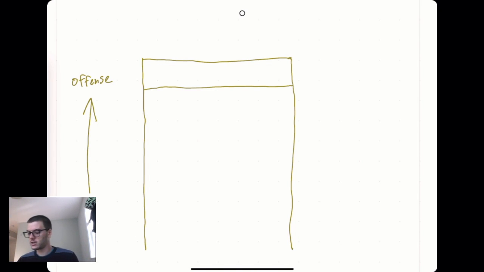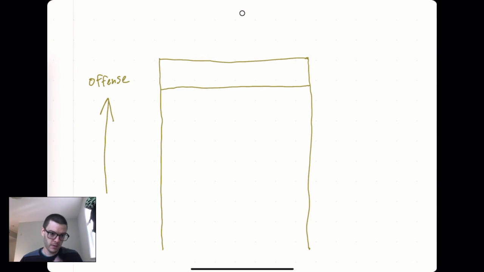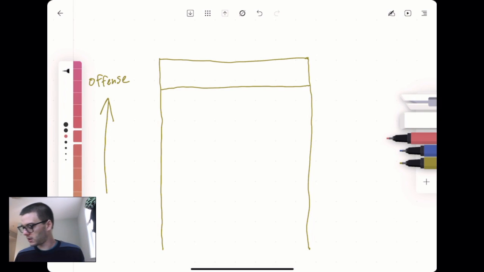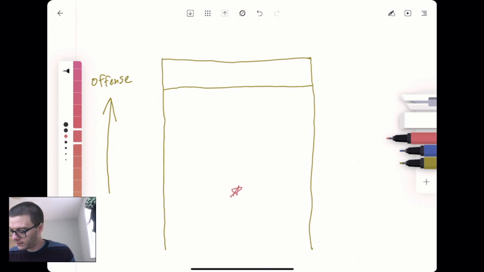Okay, so once again, we have the field. We have the offensive team going upwards, and I'm going to do a little bit of review. Okay, so imagine a scenario. We have the star, that's the thrower, right? We have someone downfield.